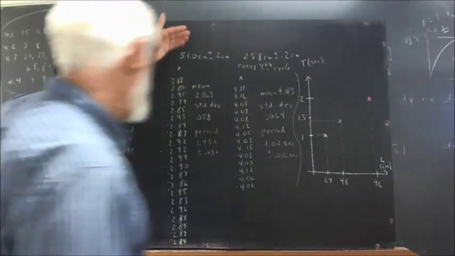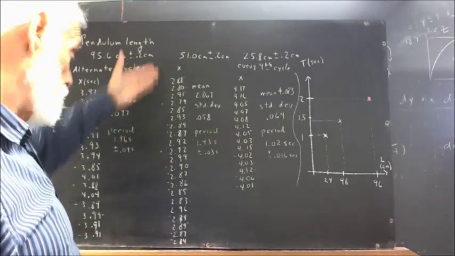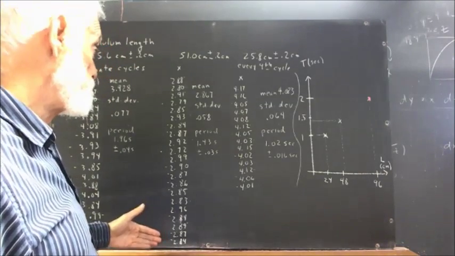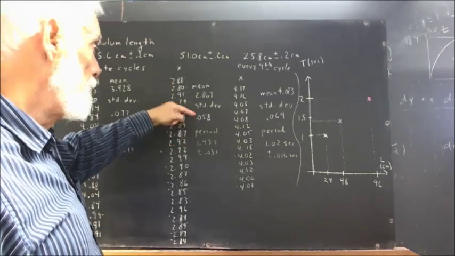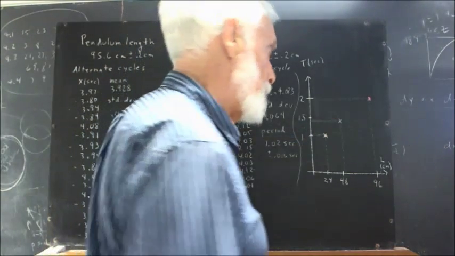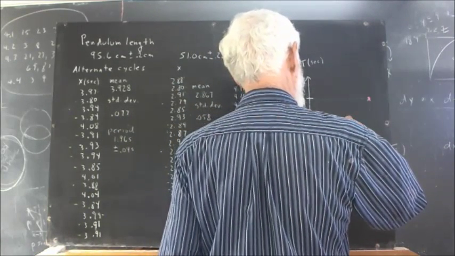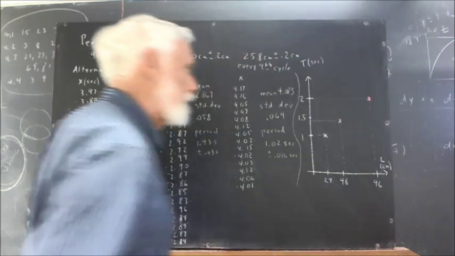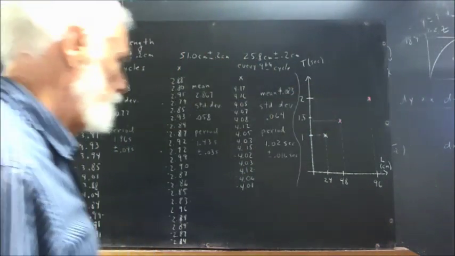Okay, well, I did the same thing with a 51 centimeter pendulum, measuring every other cycle. Got a mean and a standard deviation, cut that mean in half, cut that standard deviation in half, and plotted the corresponding point. And I'll go ahead and put a little, this actually is something we call an error bar, a bar that indicates about how much uncertainty we think we have.